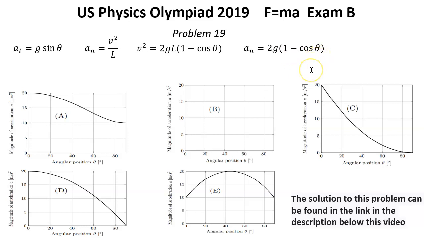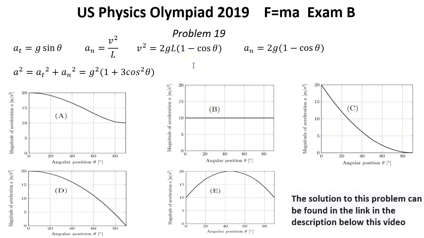And now we can count what is the total acceleration. The total acceleration squared equals tangential acceleration squared plus normal acceleration squared, which is g squared multiplied by 1 plus 3 cosine squared theta. Now let's analyze this expression. At the highest point where theta equals 90 degrees, cosine equals 0, which means that acceleration equals g, which could be for graph A, for graph B, and for graph E.